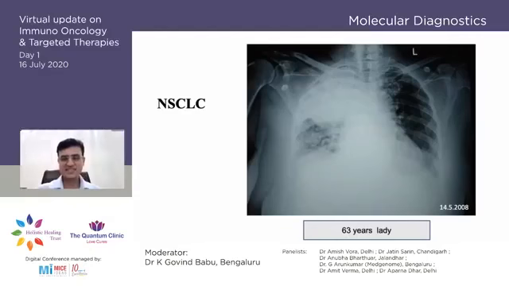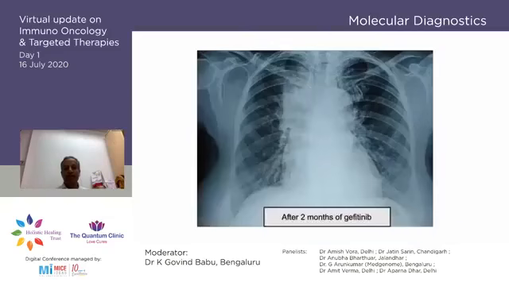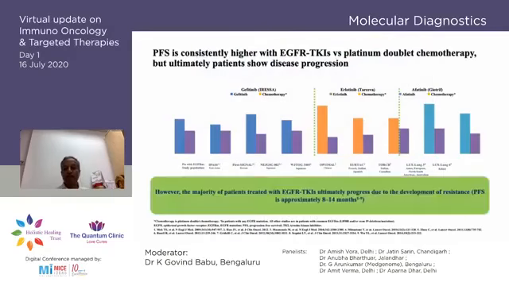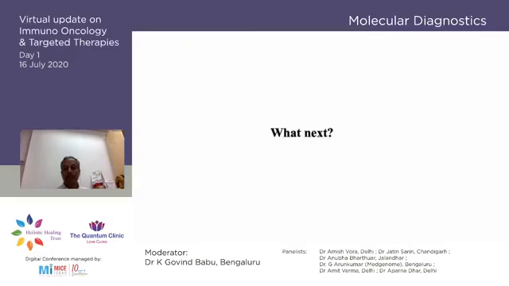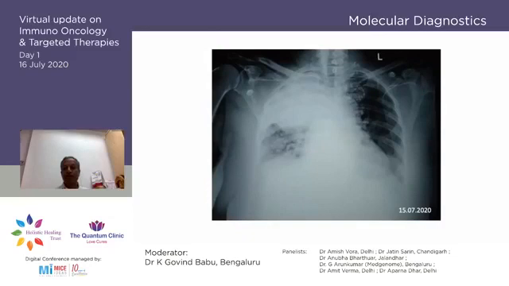Okay. This is lung. This is a 63-year-old lady whom I saw in 2008. She had an EGFR exon 19 deletion. She was on gefitinib and she responded well. But as usual, at 14 months, they do show resistance. What we'll do next, I think everybody knows now. But if you had seen her in 2020, what would you do? Amish?